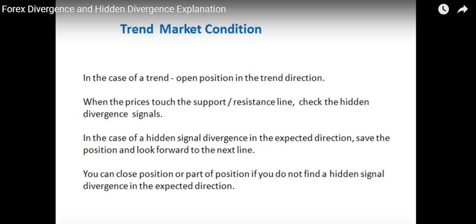When the price touches the support/resistance line, check the hidden divergence signals. In the case of a hidden divergence signal in the expected direction, save the position and look forward to the next line. You can close position or part of position if you do not find a hidden divergence signal in the expected direction.